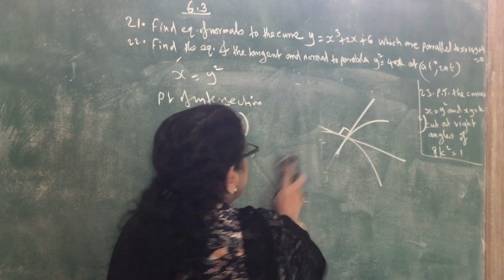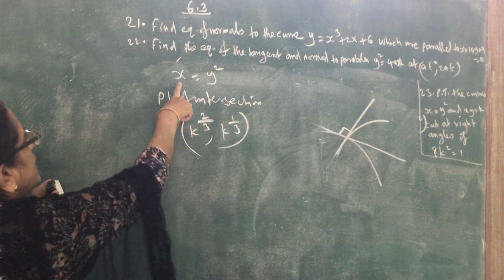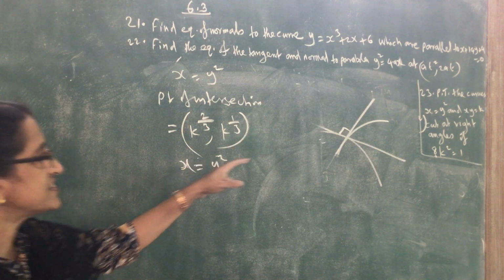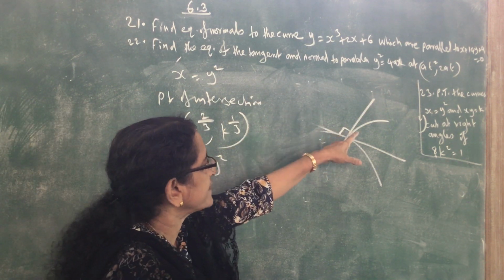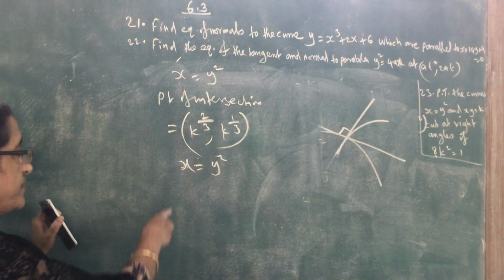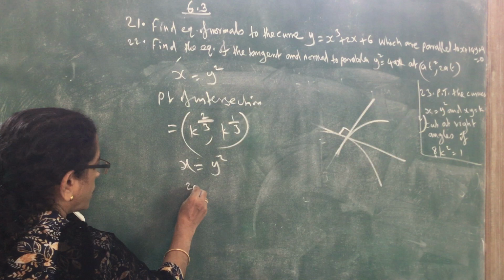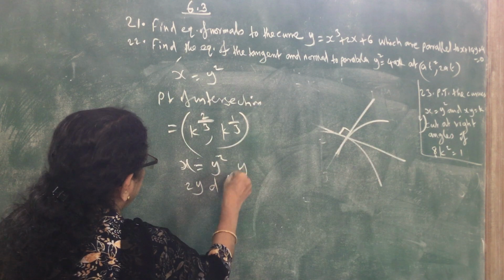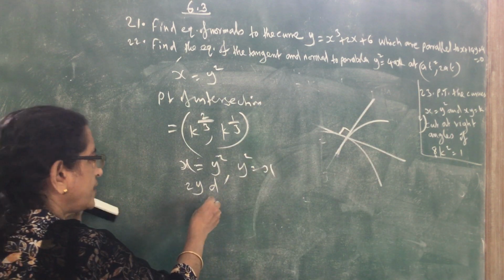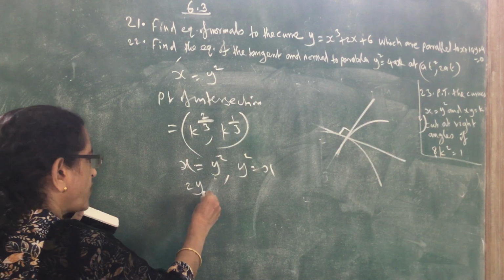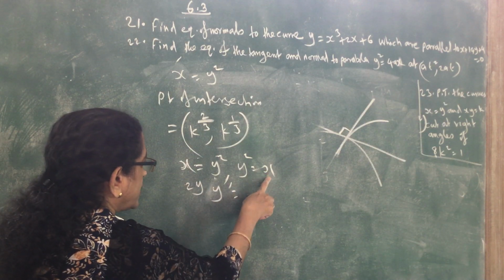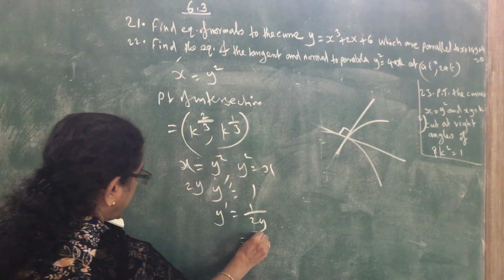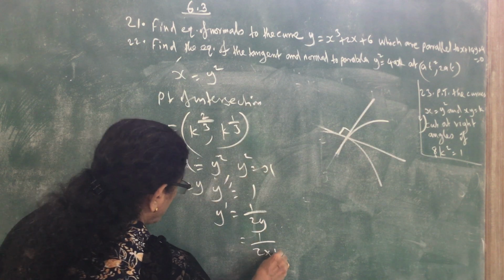Now we can find the slopes of the two curves. First consider x equal to y square. From this we can find the slope of the tangent to this curve, then we can find the slope of the tangent to the other curve. So from this equation we can find dy by dx. Differentiating y square equal to x, 2y into dy by dx, that is 2y into y dash equal to derivative of x, 1. So y dash equal to 1 by 2y. Now substituting this point, we get 1 by 2 into k raised to 1 by 3.